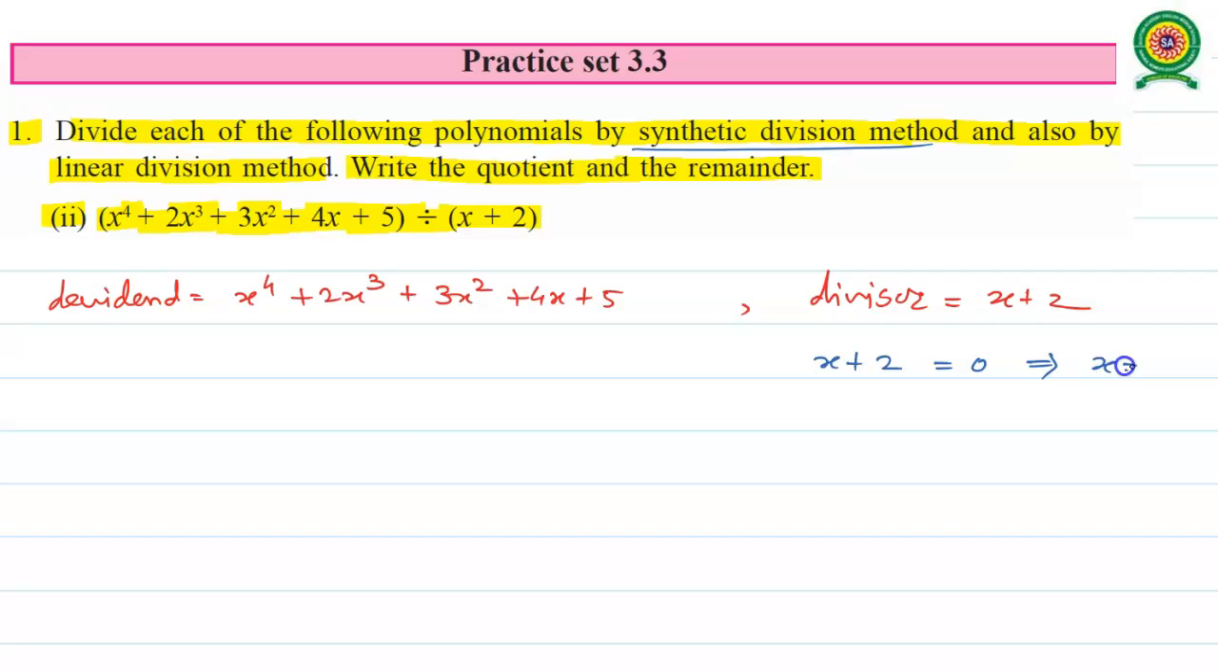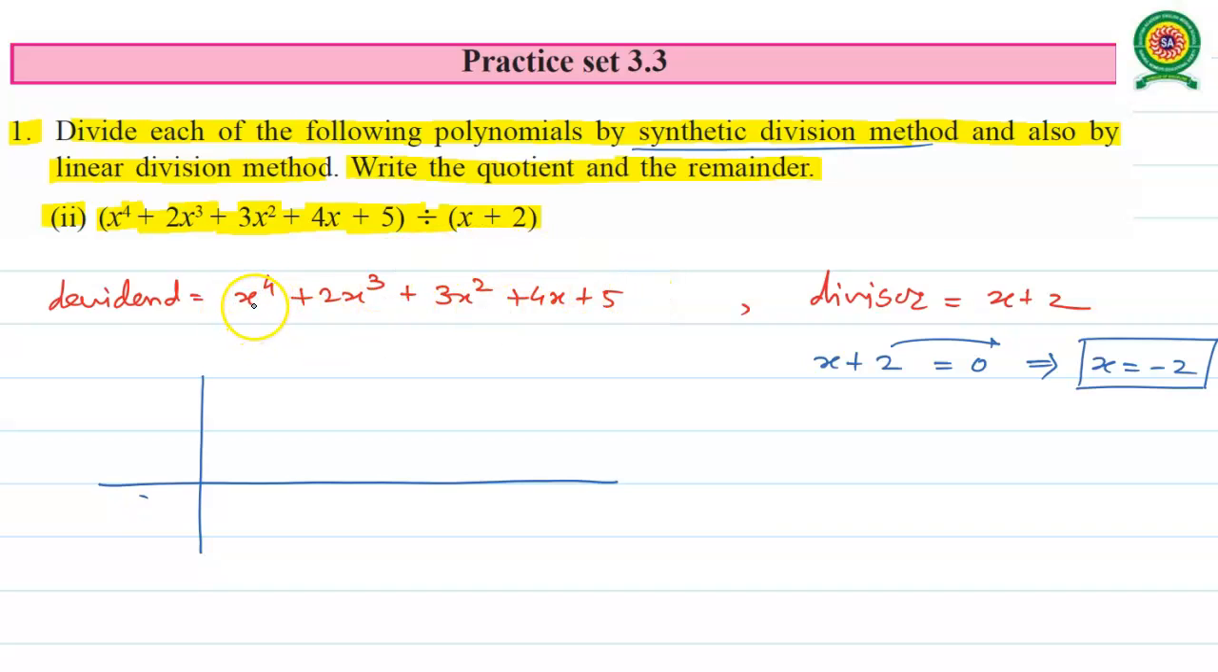So the value of x we have, after shifting 2 from LHS to RHS, is minus 2. Now as per the synthetic division, first of all check whether the given dividend is in the standard form or general form of polynomial or not. What is the general form of polynomial? We have to arrange the variable x in descending order of powers: 4, 3, 2, 1 and the constant. So the given dividend polynomial is in the general form.